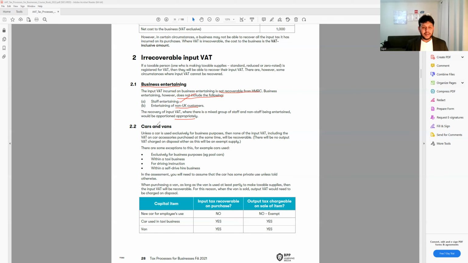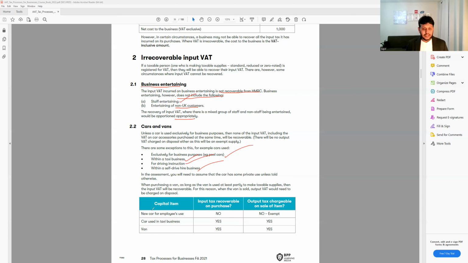The next one, we have cars and vans. Remember that for a car, we cannot claim the VAT unless the business depends on the car. As I said, it can be a pool car where everyone uses this car for going to and from the office. Within a taxi business, your business depends on the taxi, because without the taxi you cannot do the business. Also if you are a driving instructor, your business depends on the car. Or if you are a self-drive hiring business, if your business depends on that car, you can claim the VAT, otherwise you are not allowed. So if you buy a car for your salesman, or for the director, no, you cannot claim the VAT.